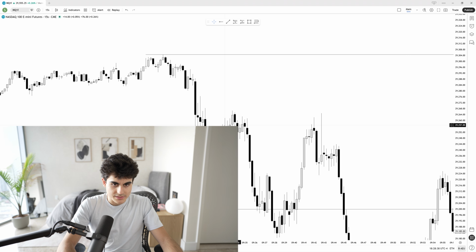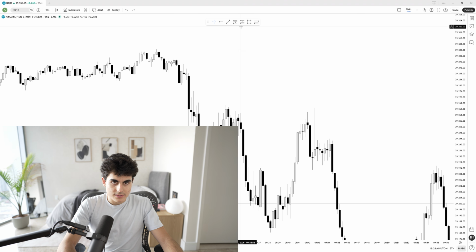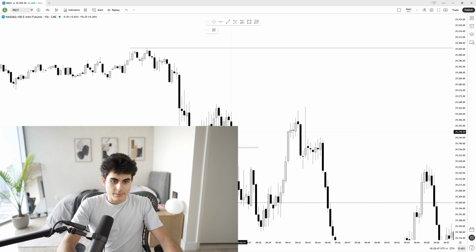Once I see that, I'm looking here on the 15-second to try and catch an entry, and then I see this fair value gap get inverse, just like this. Boom, bro, this is so obvious. And then you take this.